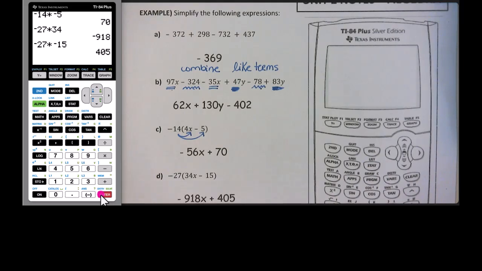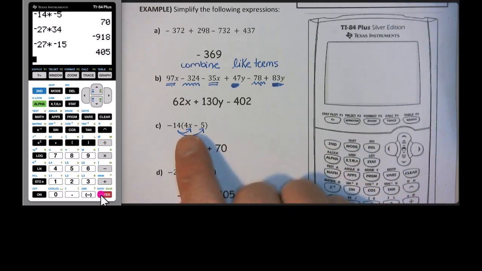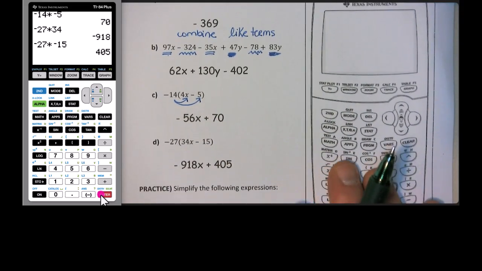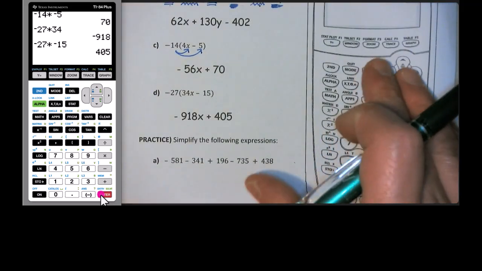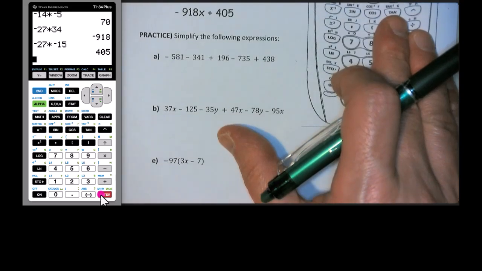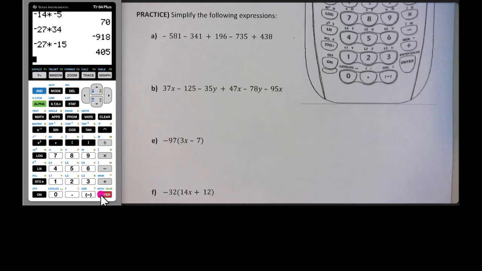So that right there is the examples of using the TI-84 to do these operations. On the bottom of this paper, there are a few more problems that I would like you to stop the video and try using the calculator to see if you've learned how to put those numbers in the calculator. So stop the video, and when you're ready, return to the video and see how it goes.